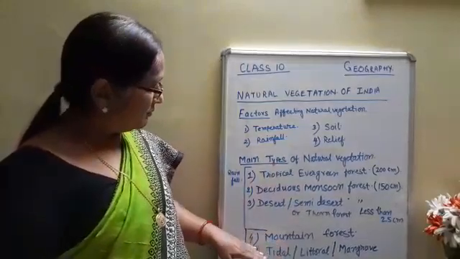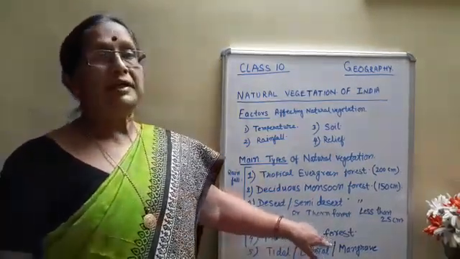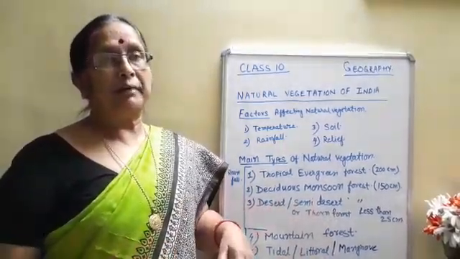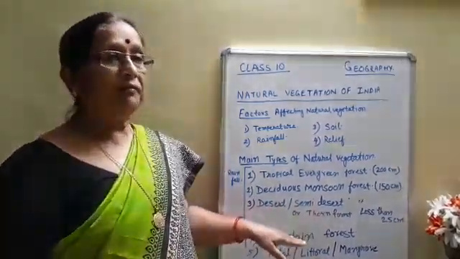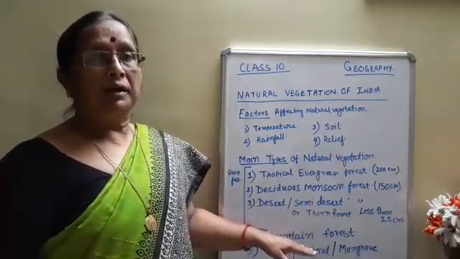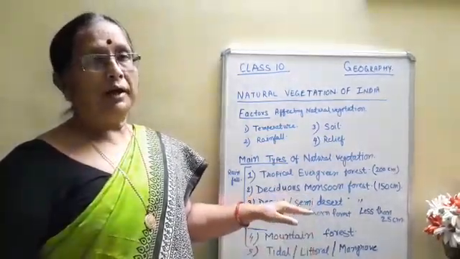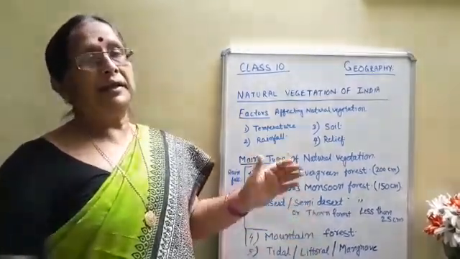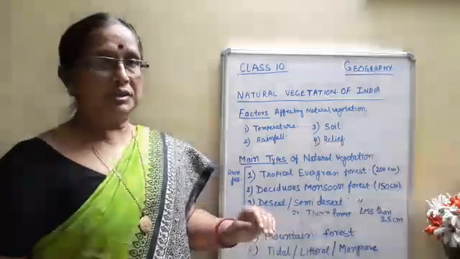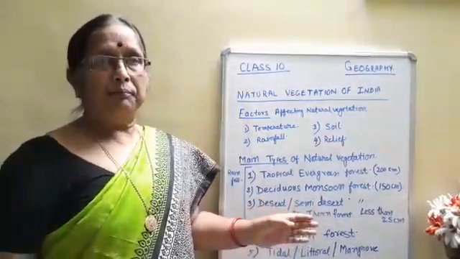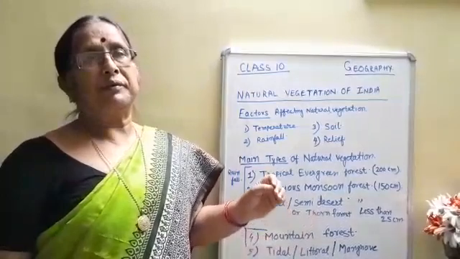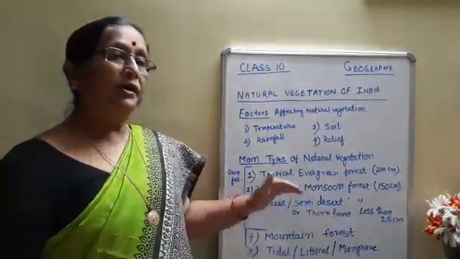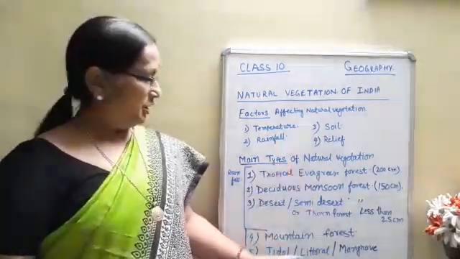Now coming to the fourth one, mountain forest, which is very different from the others, because with the altitude there is a different type of vegetation. At the foothill we have evergreen trees. As we go higher in altitude, there are deciduous trees, then alpine trees, and then it becomes mosses and lichens, small plants that can survive only during the summer season. So with the altitude, different types of vegetation are found.